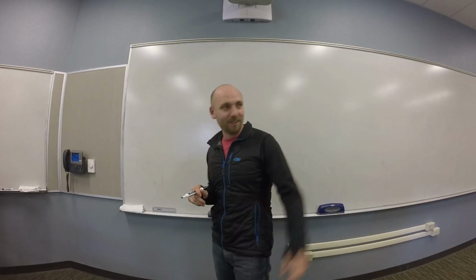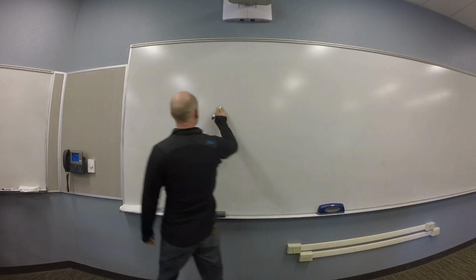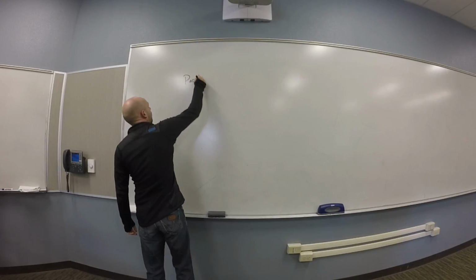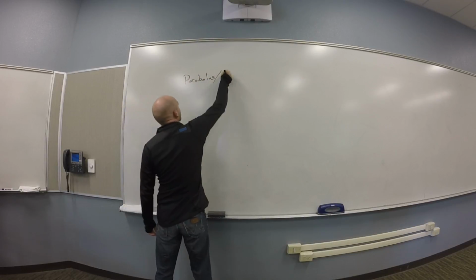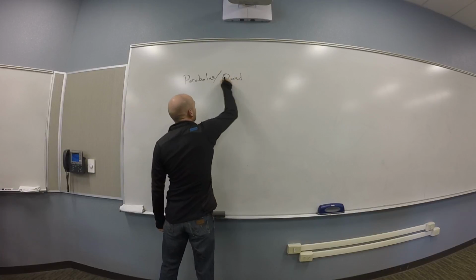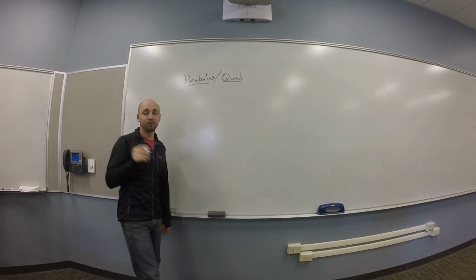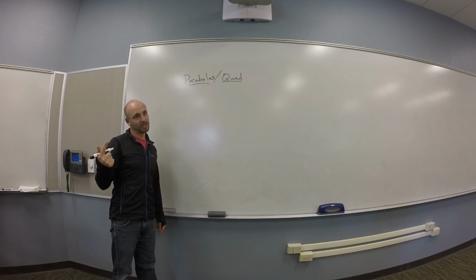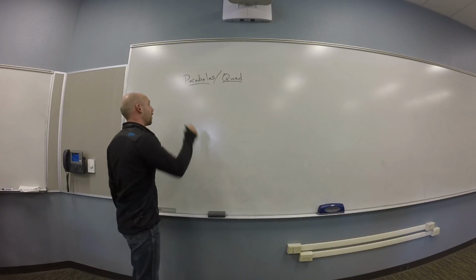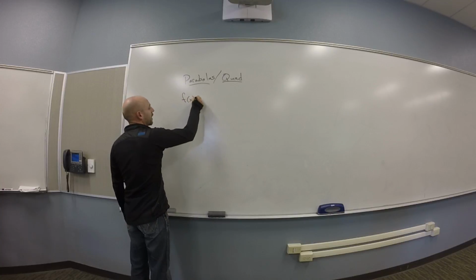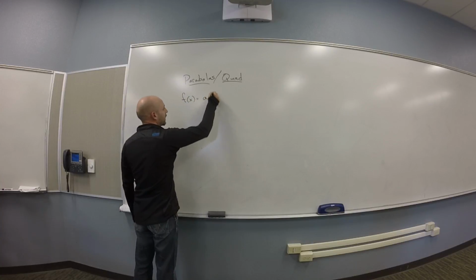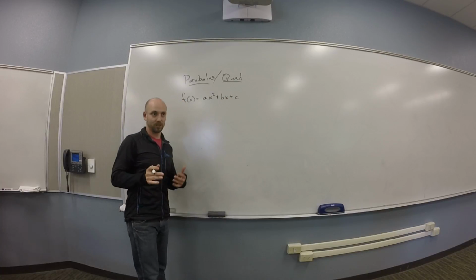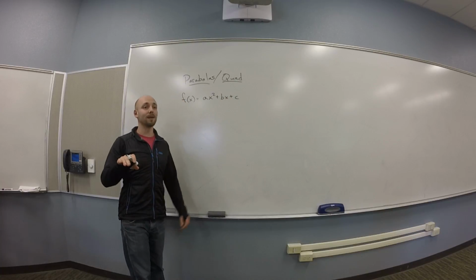All right, so Andrew wanted to know about vertexy things. For parabolas slash quadratics, what I expect you to know is the three forms, how to solve, and where the vertex is. So the three forms are f of x is ax squared plus bx plus c. Standard form.